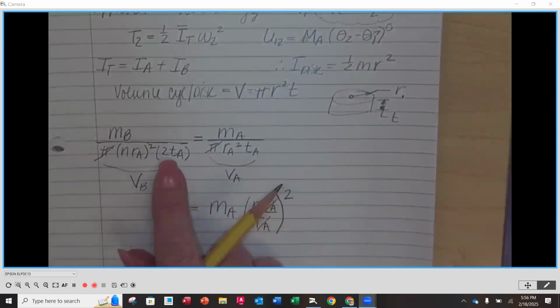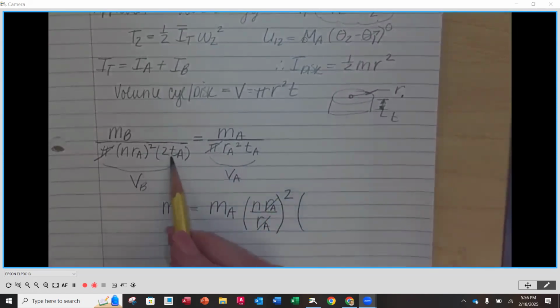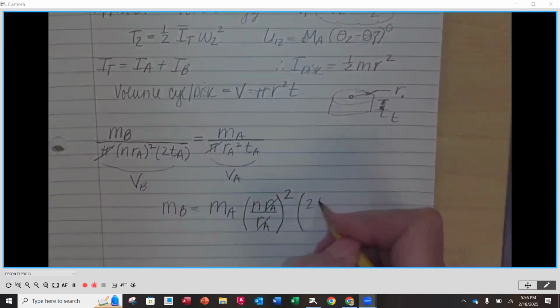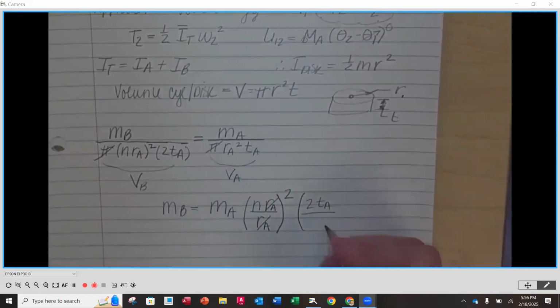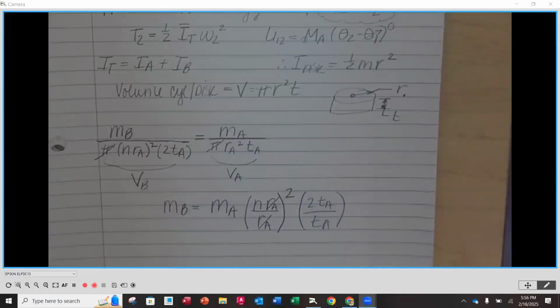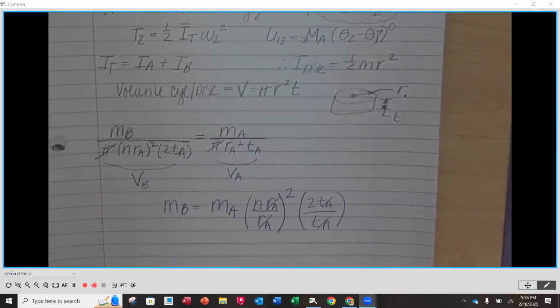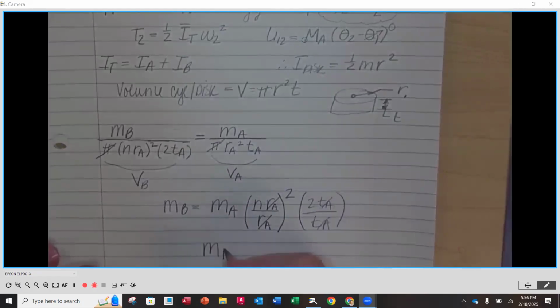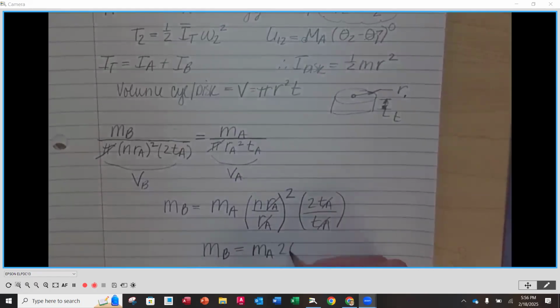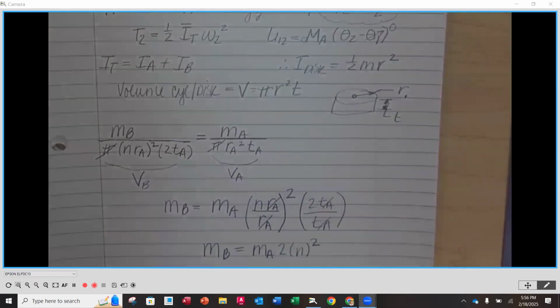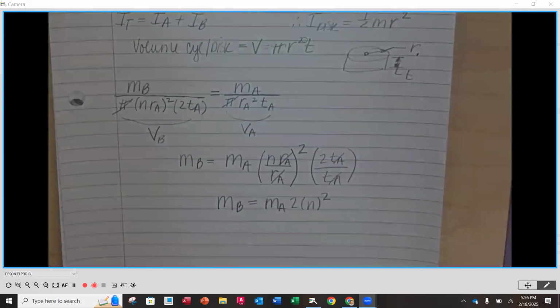Then we're going to take the thicknesses. I'm going to multiply the 2TA on top divided by the thickness A on the bottom. And we get that same thing happening again. The thicknesses at A cancel out. So I can say that my mass at B is going to be equal to mass at A times 2 times N squared, if you want to write it that way. There's different ways you can write it, but essentially that's what it is.